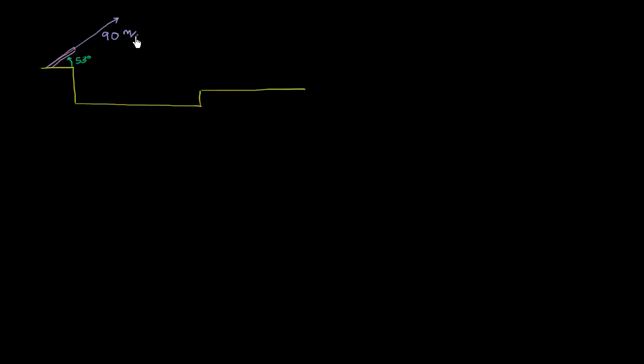And just to give ourselves a sense of how high it's being launched from, from the muzzle of the cannon down to here, this height right over there, let's say that is 25 meters. And let's say that this height right over here is 9 meters. So we're essentially launching this from a height of 25 meters.